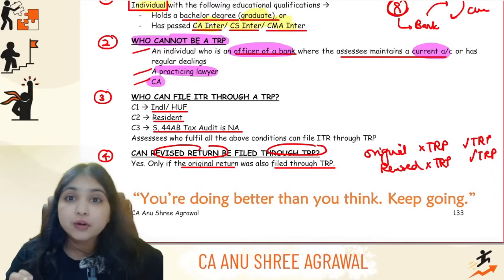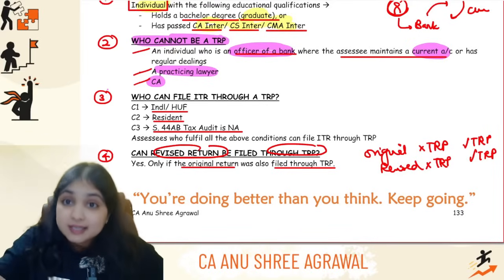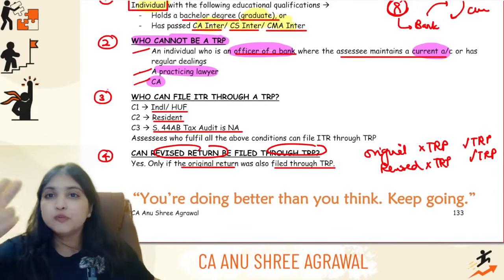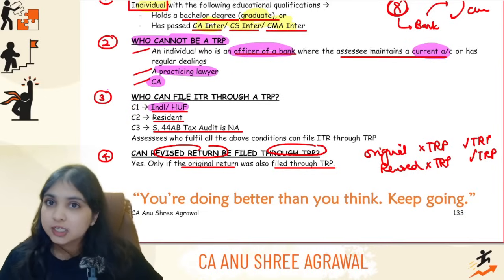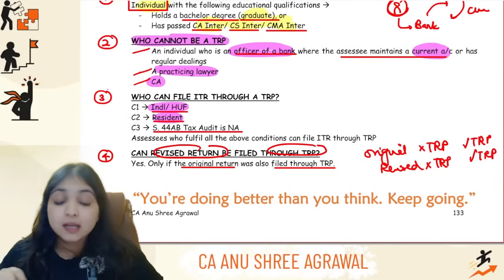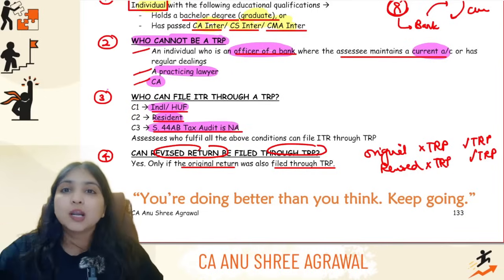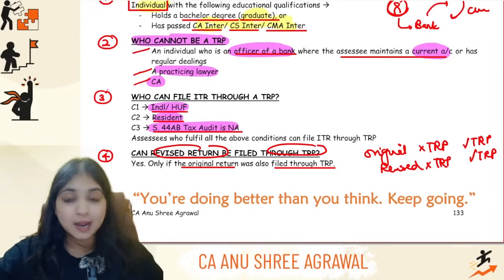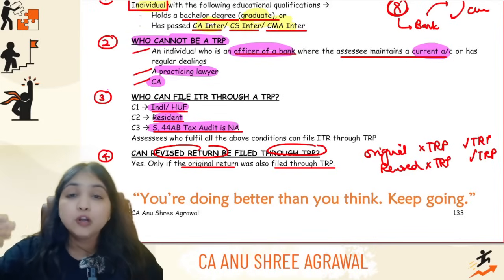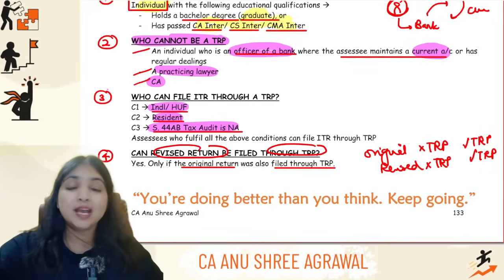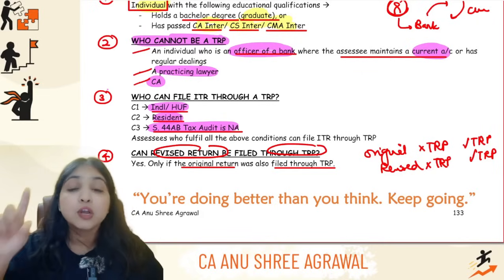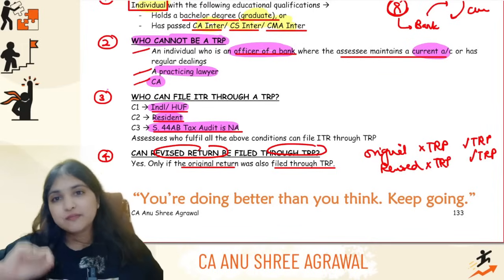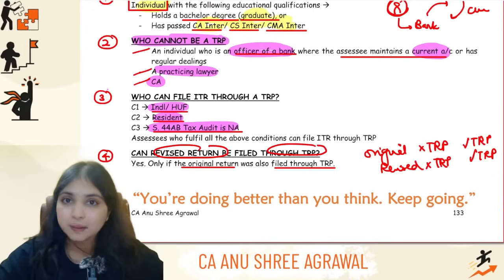Then which individual or which assessee can get the return filed through a TRP? Only that assessee who fulfills 3 conditions. You must be an individual or HUF, you must be a resident, and 44AB tax audit should not be applicable for you. Only such persons can get the return filed through a TRP. However, if you want to file a revised return through a TRP, that is possible only if your original return was also filed through a TRP. Only then your revised return can also be through a TRP.